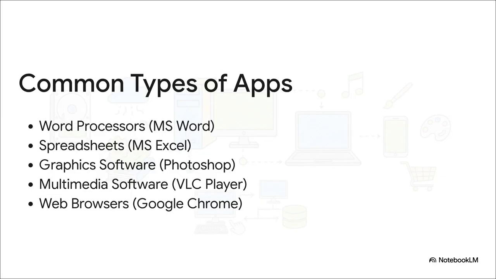And let me tell you, the menu of available dishes is massive. Just think about what you do every day. Writing an essay? That's a word processor, like Microsoft Word. Working on a budget? You're gonna open up a spreadsheet, like Excel. Editing a photo to post online? That's graphics software, like Photoshop. Each app is a super specialized tool, the perfect dish for a very specific job.